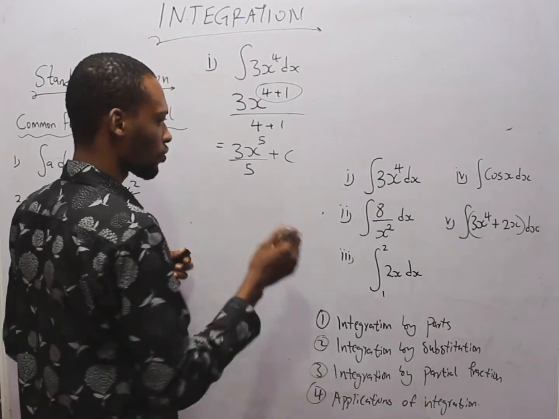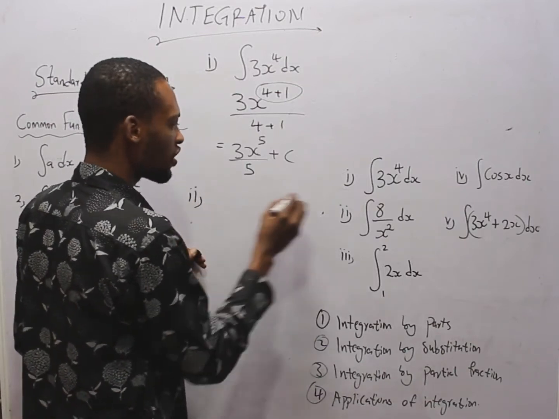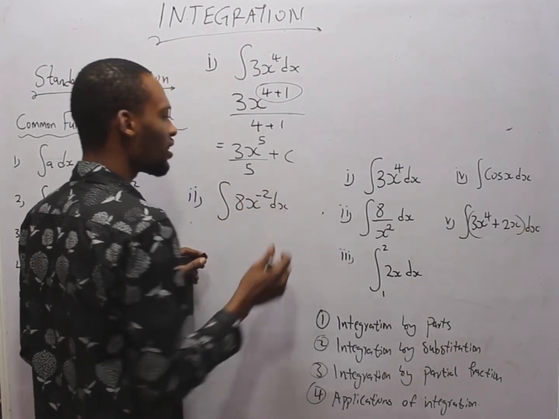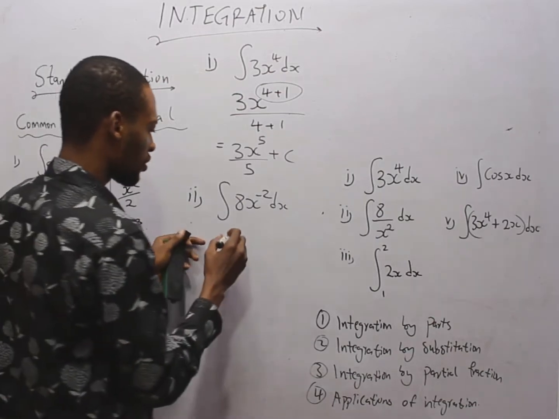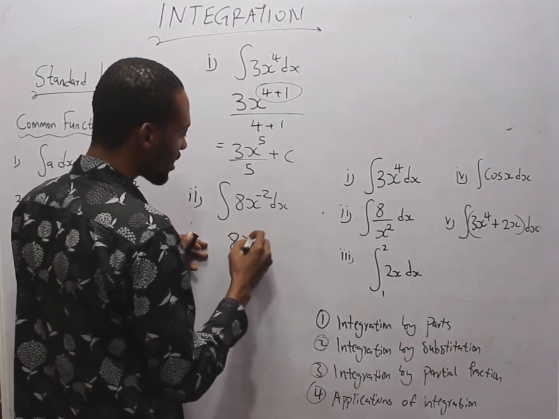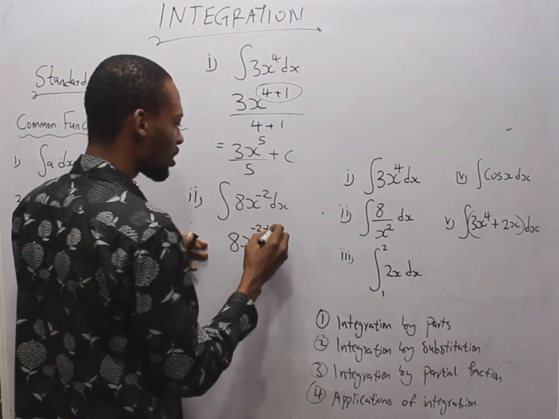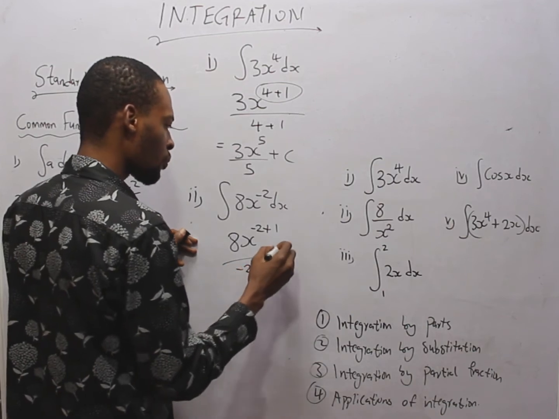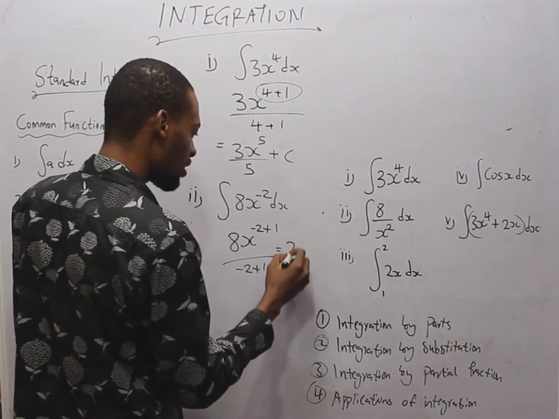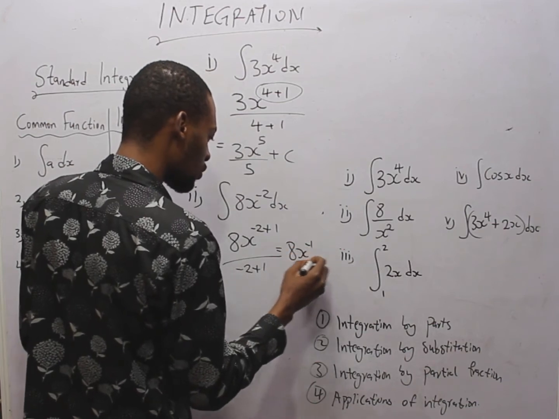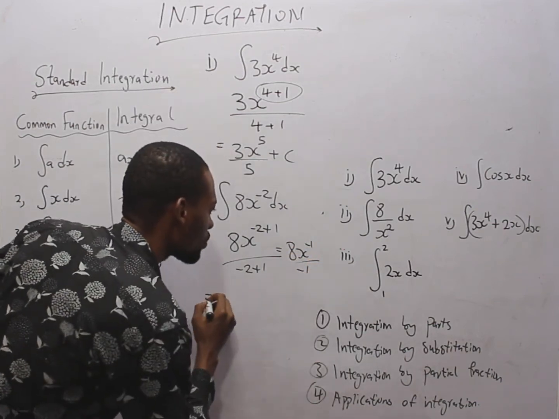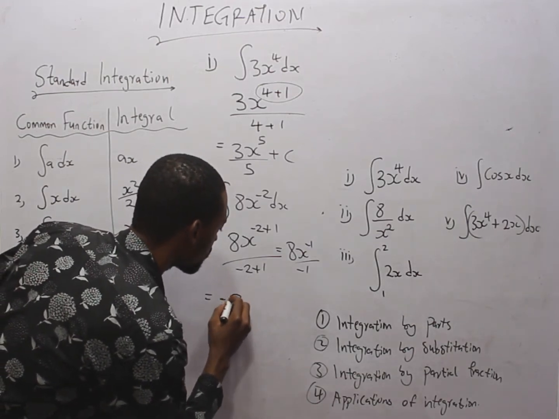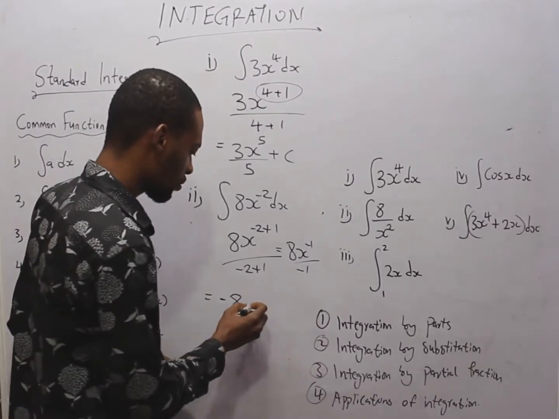Number 2. This is the same thing as integral of 8s raised to the power of minus 2 ds. Indices. Therefore, integrating, we have 8s raised to the power of minus 2 plus 1. Add 1 to the power, divided by minus 2 plus 1. This becomes 8s raised to the power of minus 1 over minus 1. So this simply equals minus 8 over s. And remember, plus c.